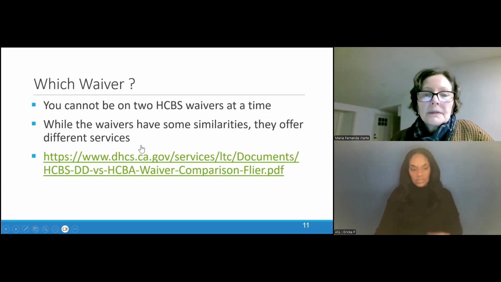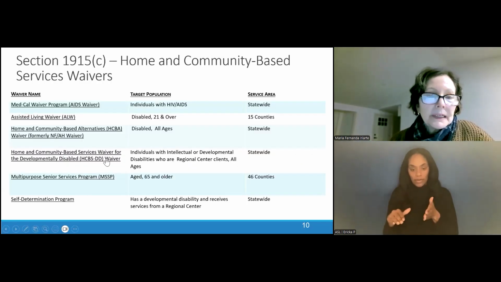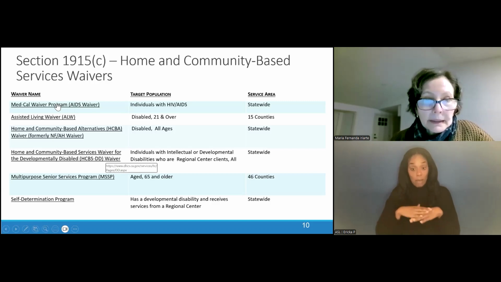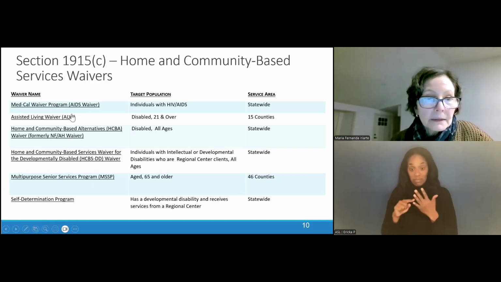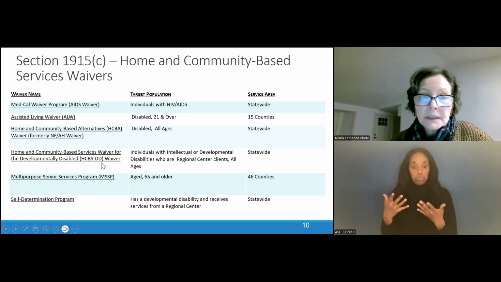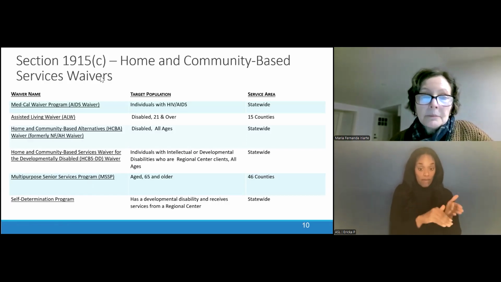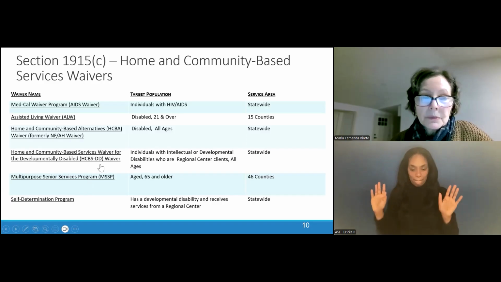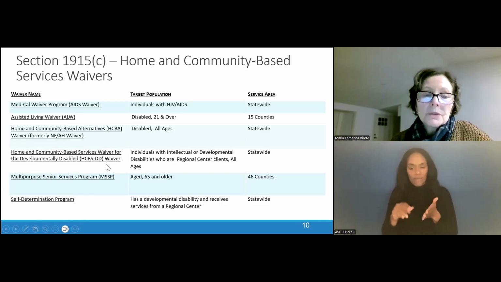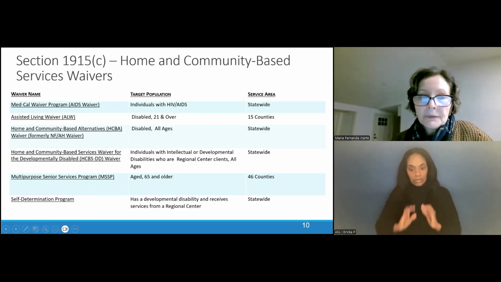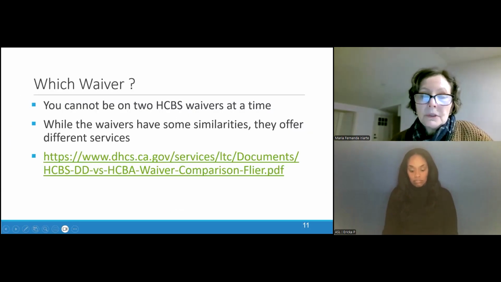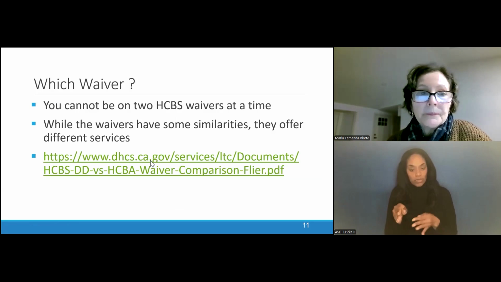So one of the things to be mindful of is you can't be on more than one waiver, period. For example, if I'm on the DD waiver and I qualify for any of these other waivers, I can decide to get on that waiver, but I'd have to give up the DD waiver. There are some regional center consumers who are not on the DD waiver. They may be on the alternatives waiver or another waiver. Just because you're a regional center consumer doesn't mean that you have to be on the DD waiver. But you can only be on one of these, so you have to decide, if you qualify, which one you want to be on.